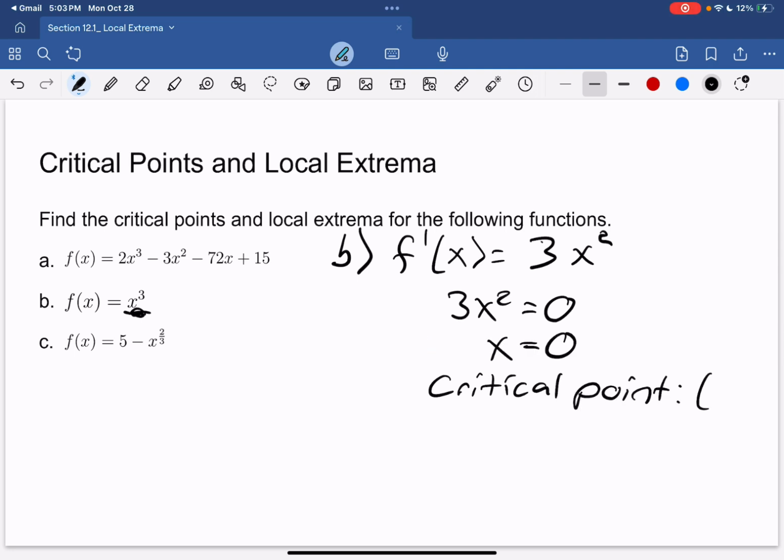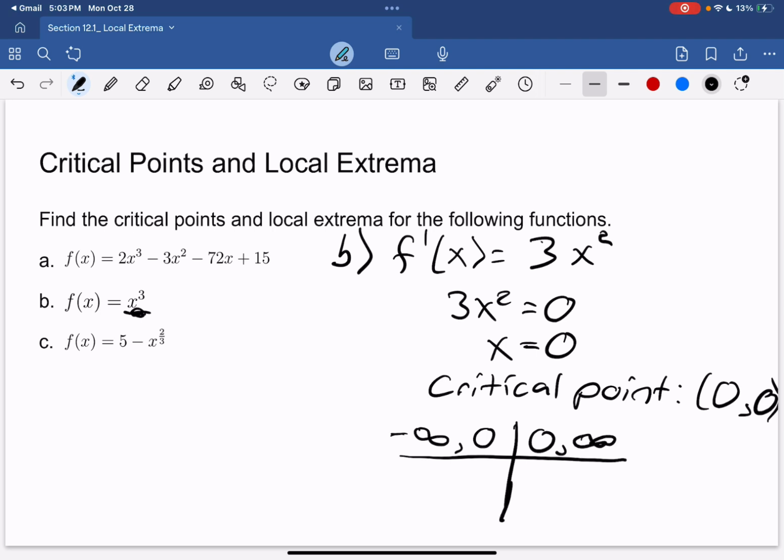All right. So 0 times 0 times 0, well, that's just 0. So that's my critical point, is at (0, 0). Now I want to figure out if I have any kind of extrema. I do that by looking on the interval from negative infinity to 0, and I'm also going to look at 0 to positive infinity.